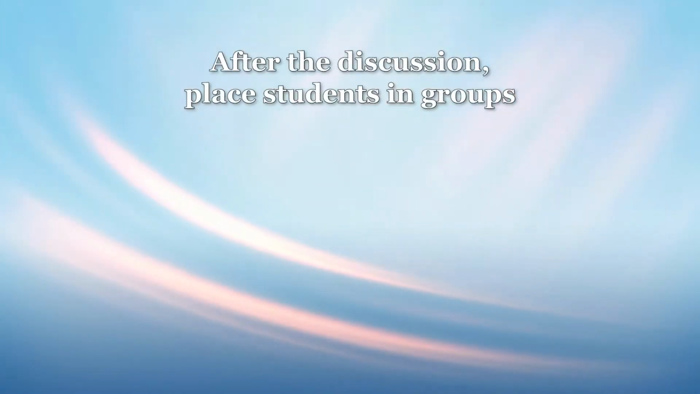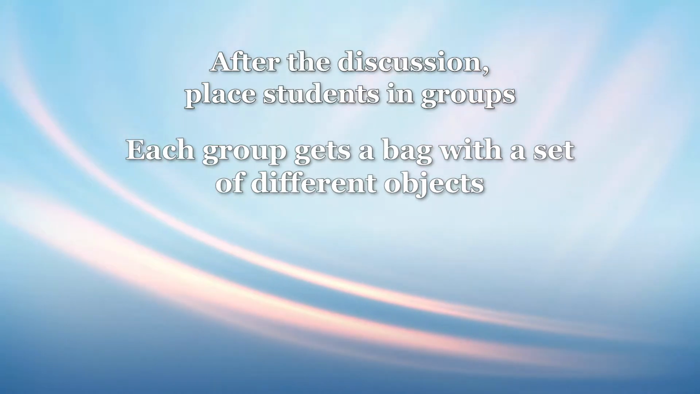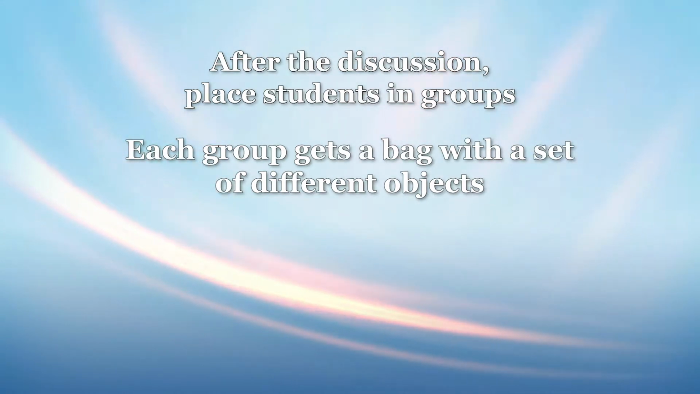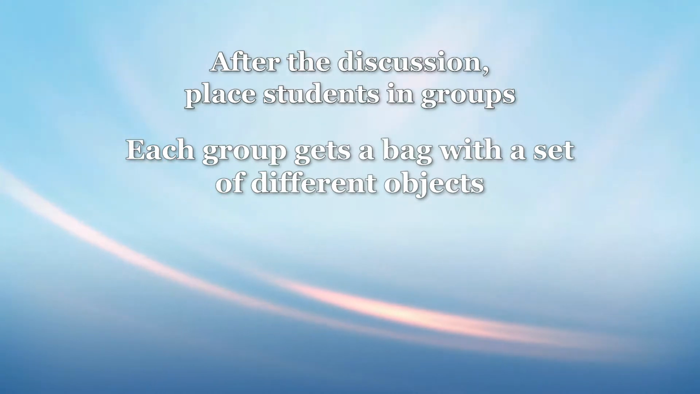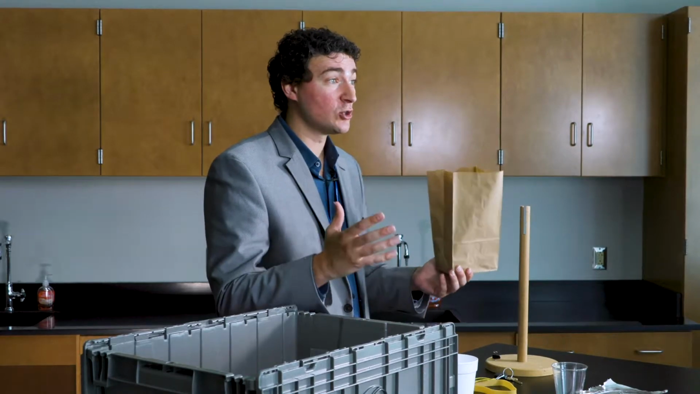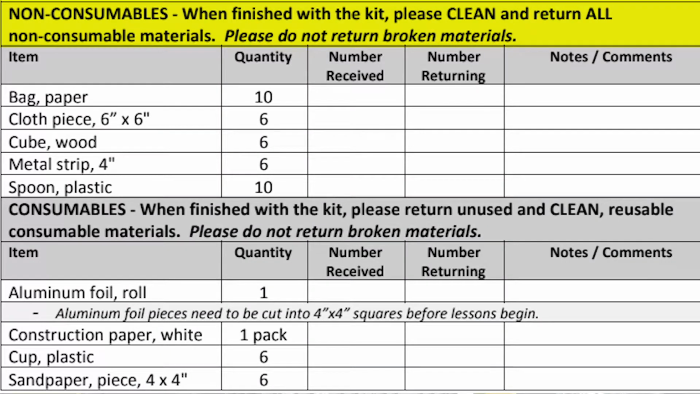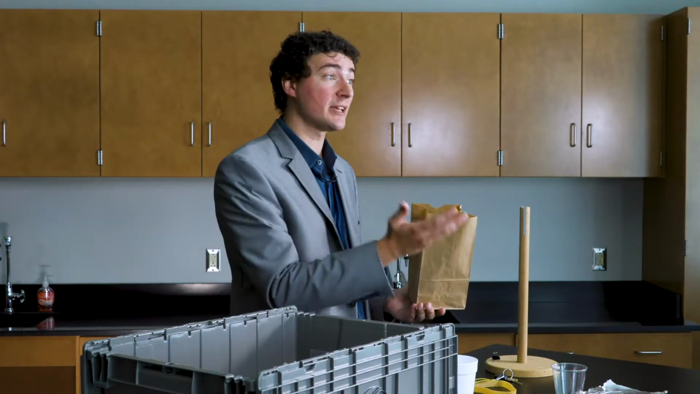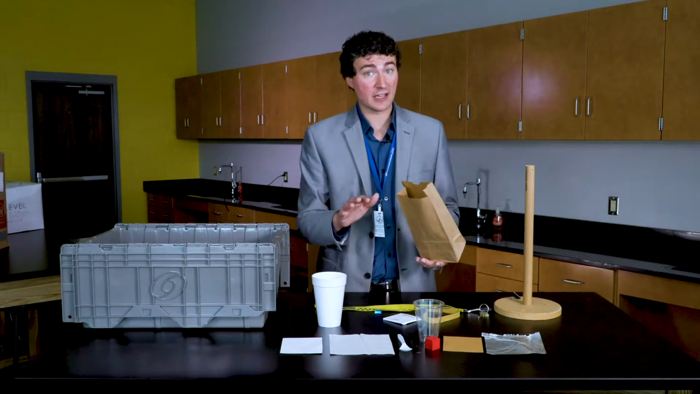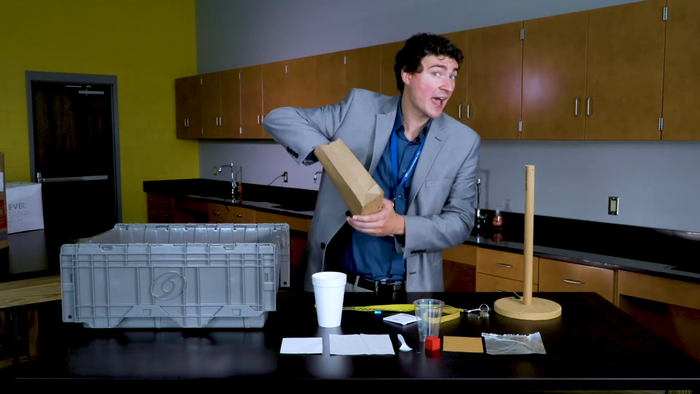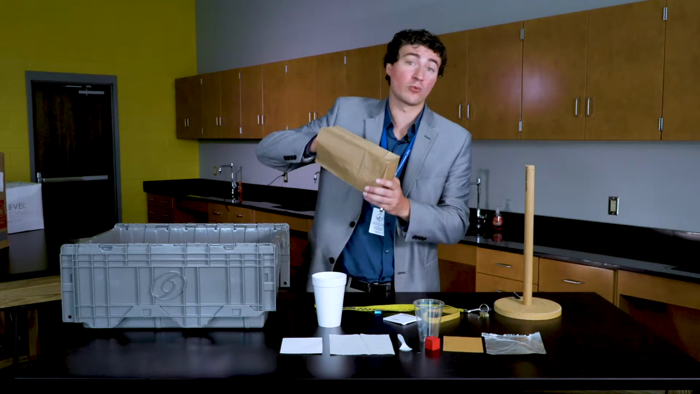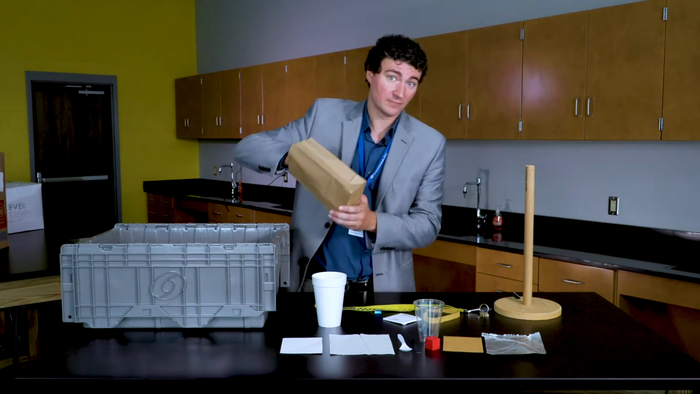After this initial discussion, students are placed in small groups, and each group receives a paper bag containing a set of objects that are smooth, rough, soft, and hard. These objects include the non-consumables from the Objects and Materials kit, as well as any typical classroom objects that you would like to include. Keep in mind that students will be reaching their hands into the bag without looking, so none of the objects should be sharp or risk injury if handled.